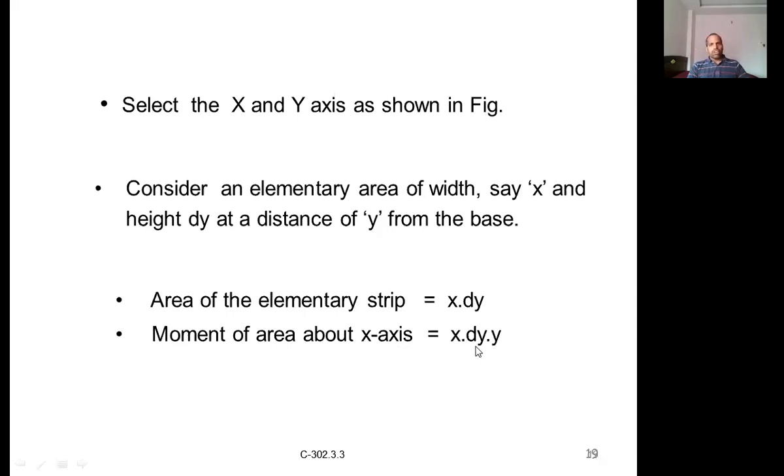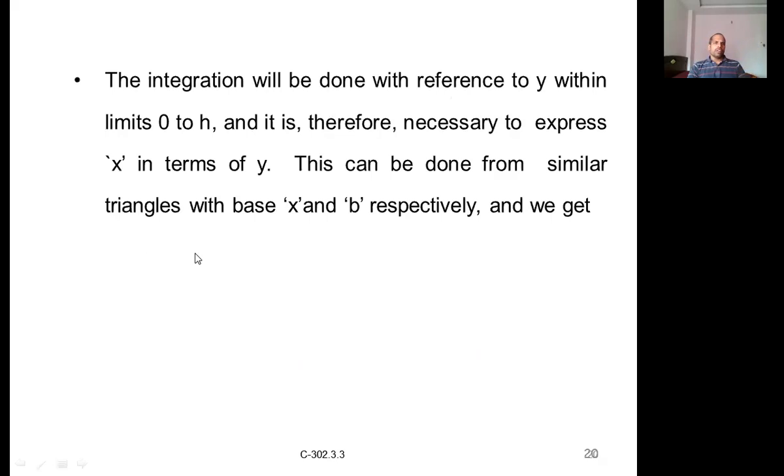Now we got the moment of area for one strip. If you want all of them, you integrate it. The integration will be done with reference to y within the limits of 0 to h. The triangle starts from x equal to y equal to 0 and extends in height along the y-axis. What is the height of the triangle? h. That's why the limits are 0 to h. And it is therefore necessary to express x in terms of y.